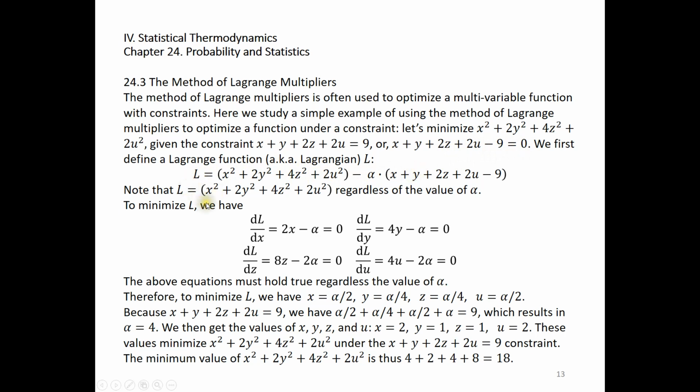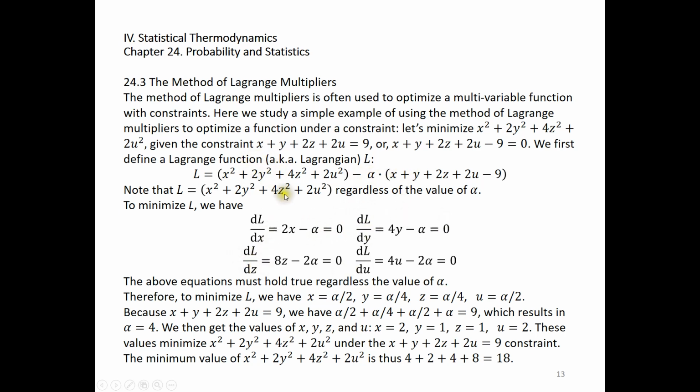To minimize L, we use the typical method. The first derivative of L with respect to x, y, z, and u should be 0. That's what we do here. dL over dx is 2x, from here, minus alpha, and it should be 0. dL over dy should be 0. It's 4y, and then minus alpha, it's 0.